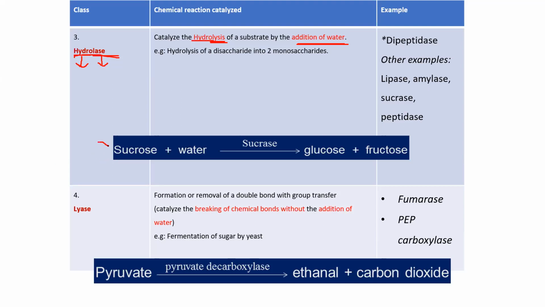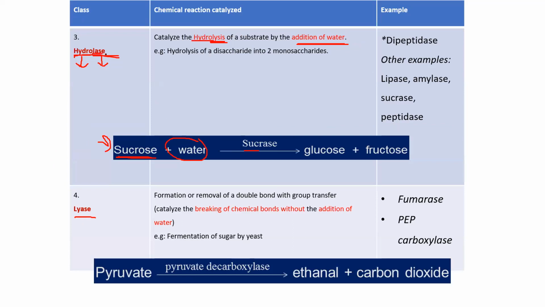So this is a normal reaction. Yang ini kita tengok masa chapter 1 hari ni kan, tindak balas ni. Sucrose, water, and the enzyme sucrase produce glucose and fructose. Glucose and fructose are the monomers of sucrose. So in order to break sucrose into monomers, you have to add water to the reaction to produce glucose and fructose.